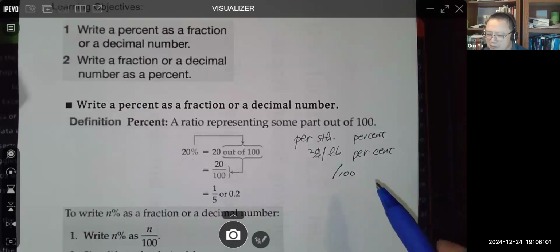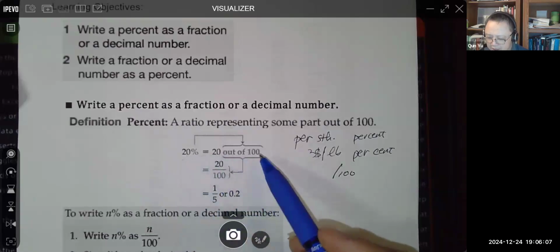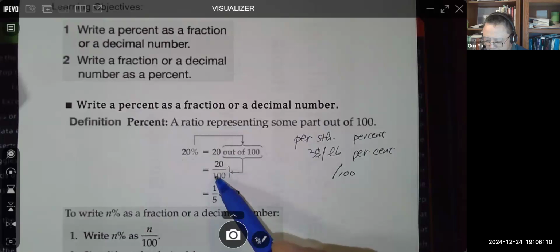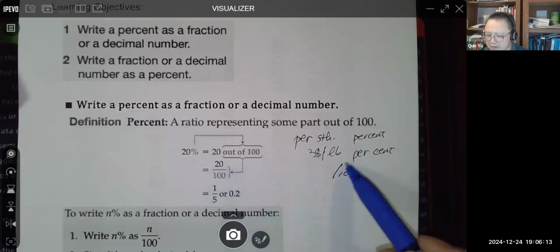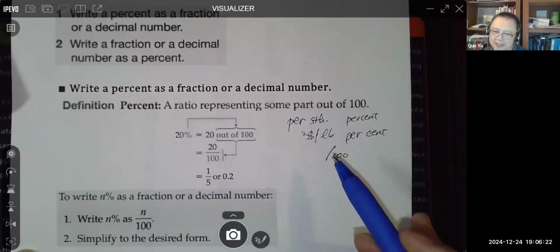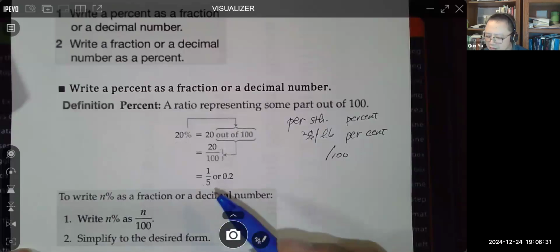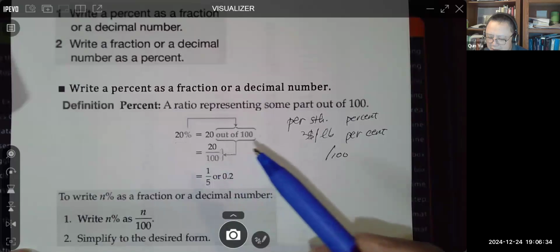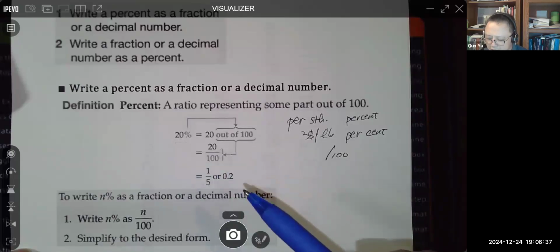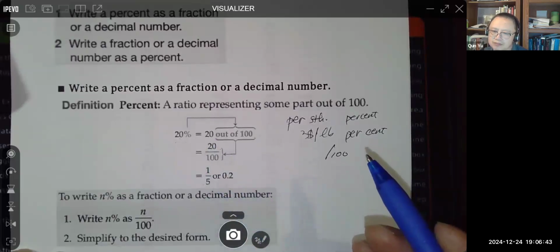When we convert from a percent to a fraction, it's very natural. 20%, 20 per 100, 20 out of 100. This is a horizontal bar like a slash, 20 per 100, 20%. Now, if we simplify that, we get a simplified version of the fraction, right? So you can see that converting from a percent to a fraction is very natural. Now, when it comes to converting a percent to a decimal, all you need is to do division. 20 divided by 100, that's 0.2. That's all you need.